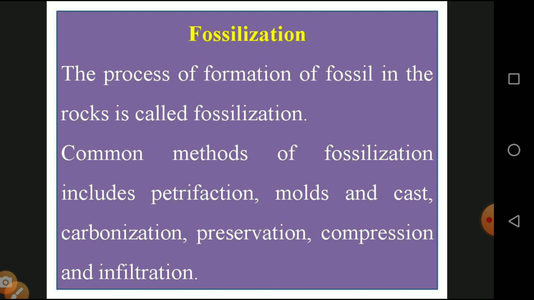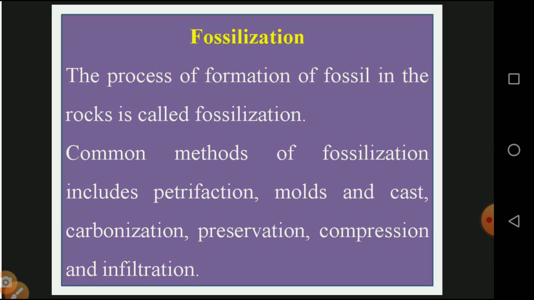How does fossilization take place? What are the steps involved in fossilization? The process of formation of a fossil in rock is called fossilization. The fossil is converted into the form of stone, which is called fossilization. The common methods of fossilization include petrification, mold and cast, carbonization, preservation, compression and infiltration. These are the processes that take place in fossilization.